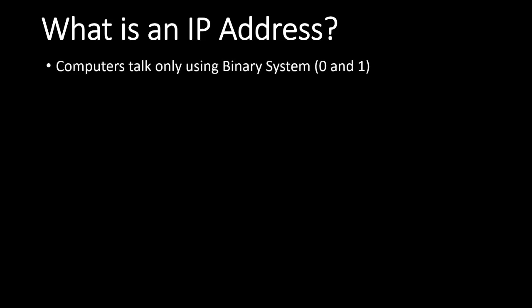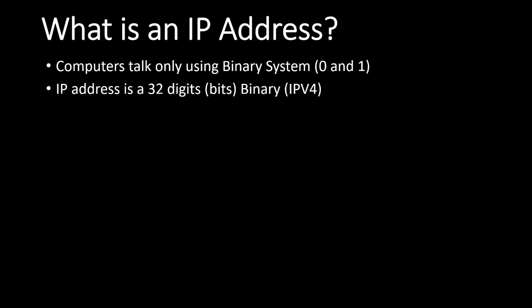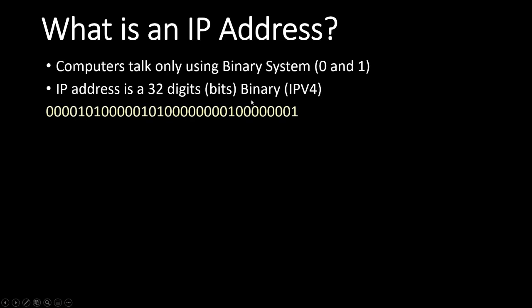Before discussing this, just keep in mind that computers talk only using binary system, which is 0 and 1, and we discussed this system in part 1 of this series. When they started the internet, they decided to have IP addresses as 32 digits or 32 bits in binary system, and this is considered as IP version 4 addresses. Right now we have IPv6 also, but still IPv4 is the most common IP addressing, and when we say IP address, we usually mean IP version 4 address, which is a 32-bit binary number like this, for example.